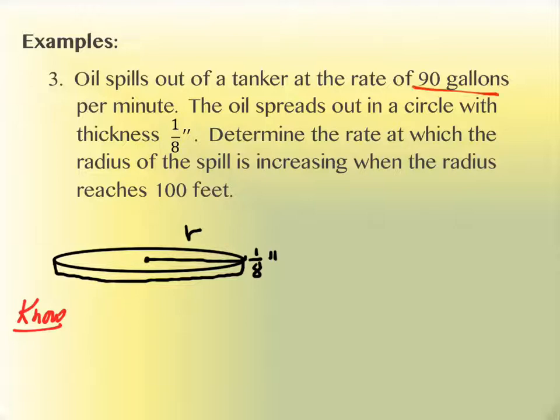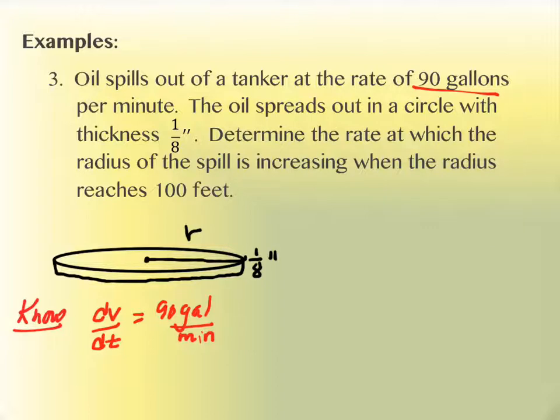There's some rate of 90 gallons going on here, right? What is this a rate of? It is volume. It's the amount of it, right? The size that this is spreading out to, it's the amount, that's volume. This is dV/dt. So we know that dV/dt is 90 gallons per minute.